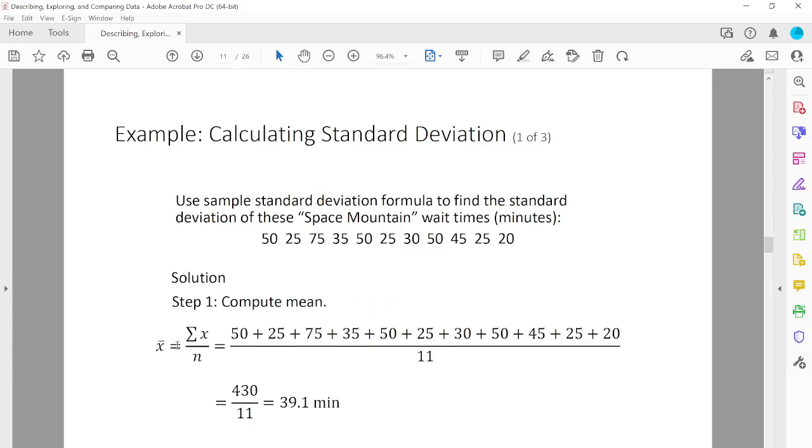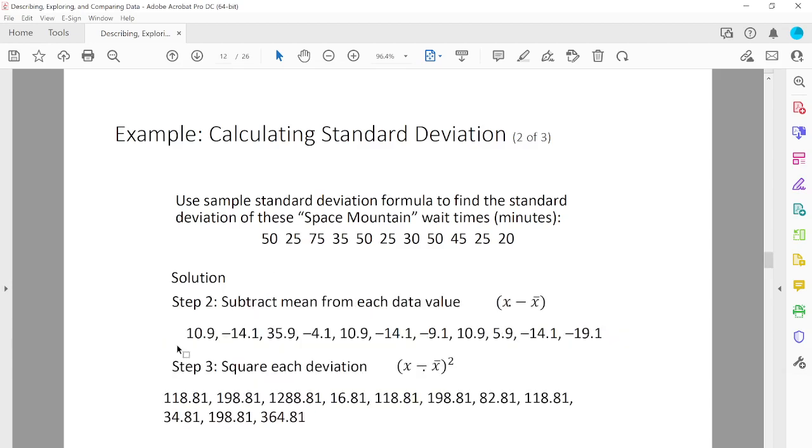This is the mean. Now we need to find the difference between each data value and the mean. Okay, so these are the differences between the data and the mean. And then after that, for each of these, we have to square them.